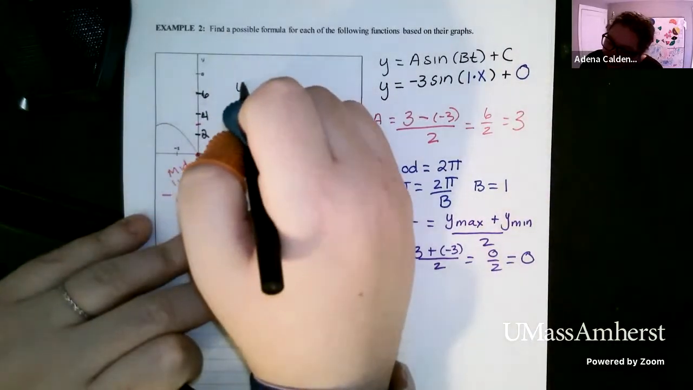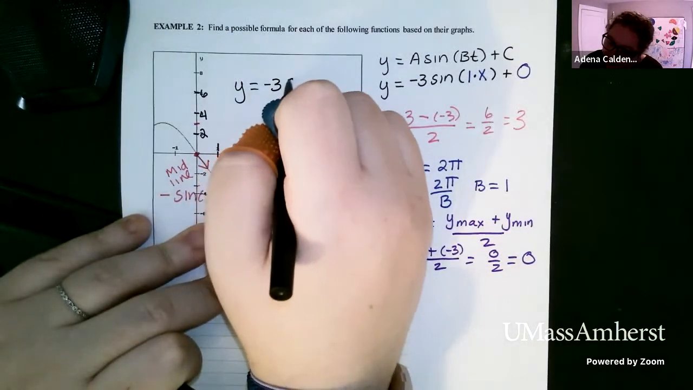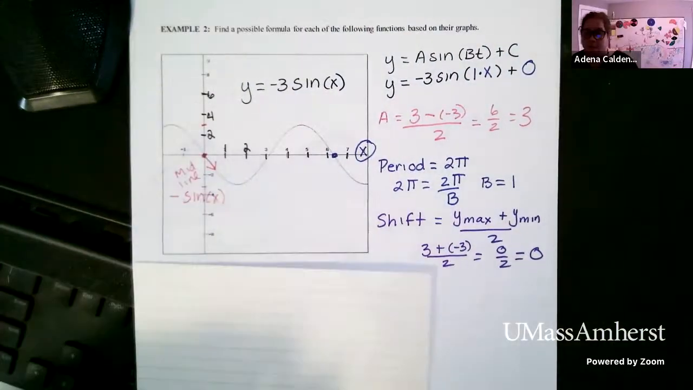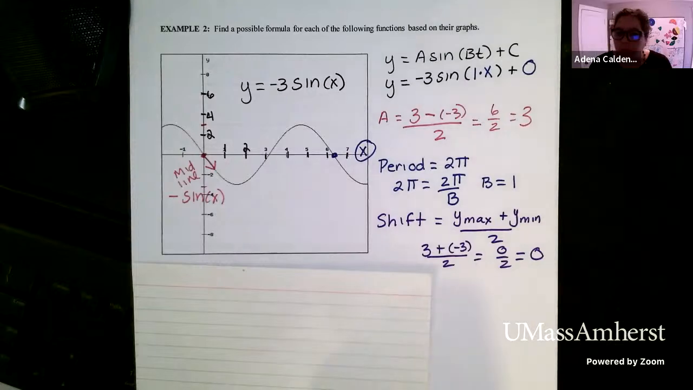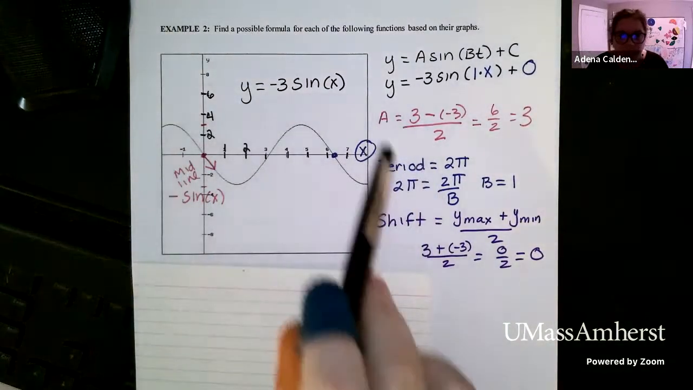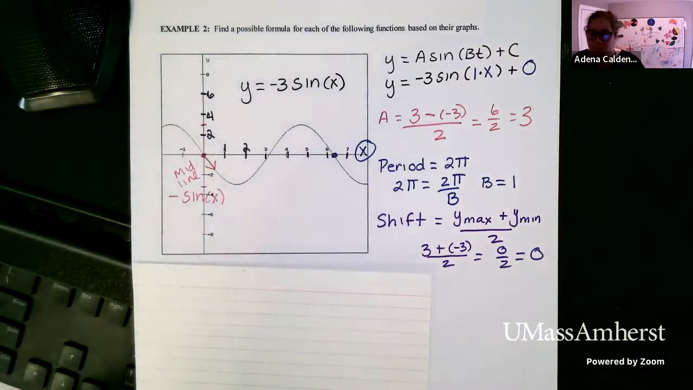Okay, so what is our final equation here and what would it look like? So here we would write y equals -3 sine x, right? Because our plus c, that's a 0, and we don't usually write the 1 inside. So now we've determined what the general form is from this graph.